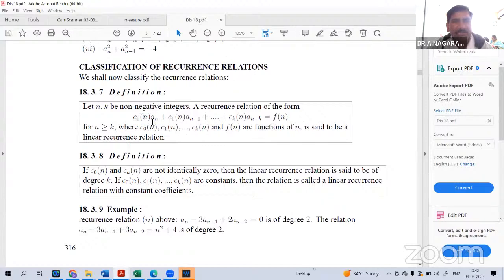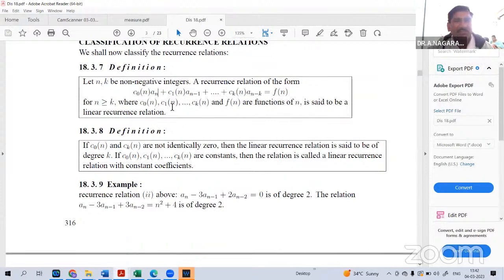So here C0(n)a_n + C1(n)a_{n-1} + and so on + Ck(n)a_{n-k} = f(n), where C0(n), C1(n), up to Ck(n) and f(n) are functions of n. It is said to be a linear recurrence relation.